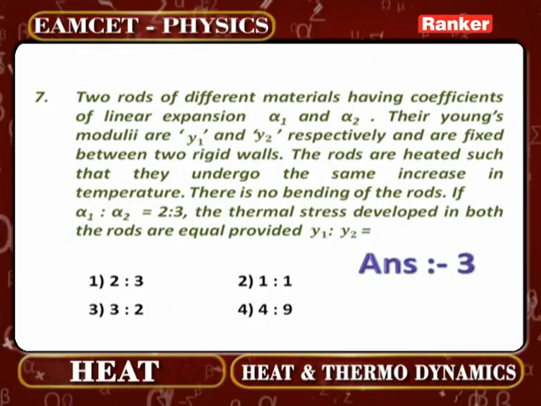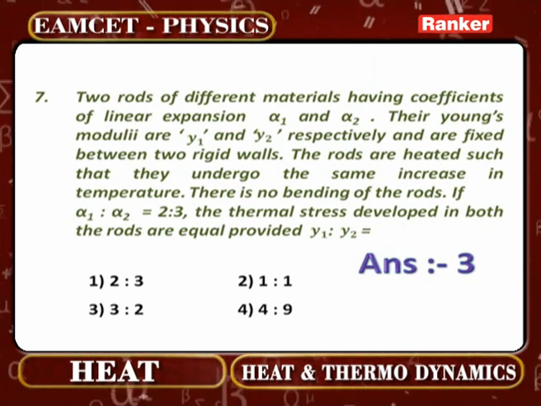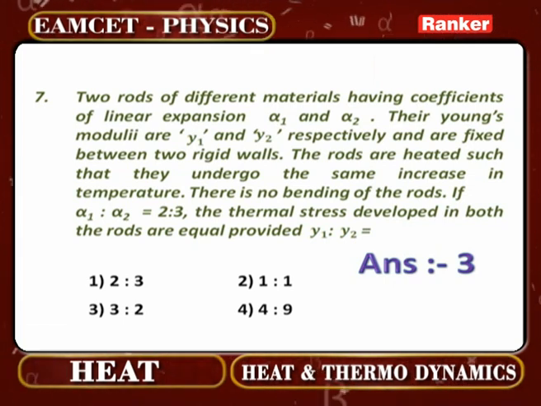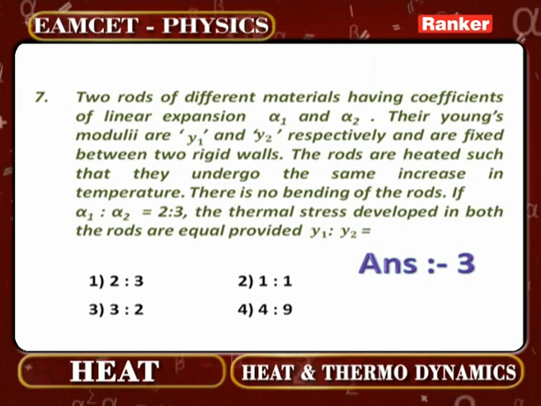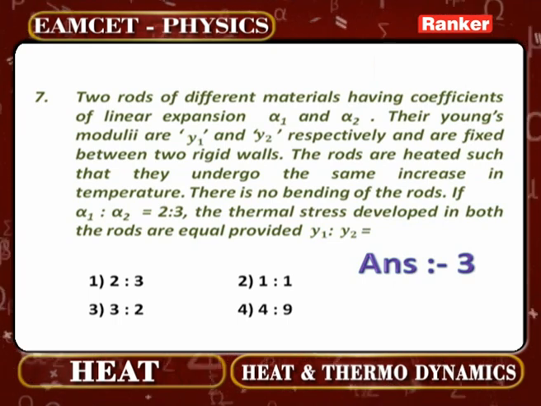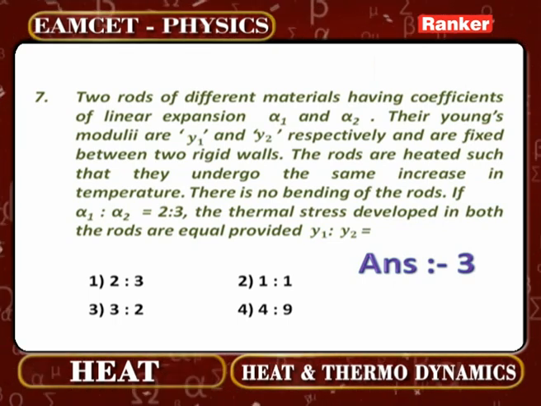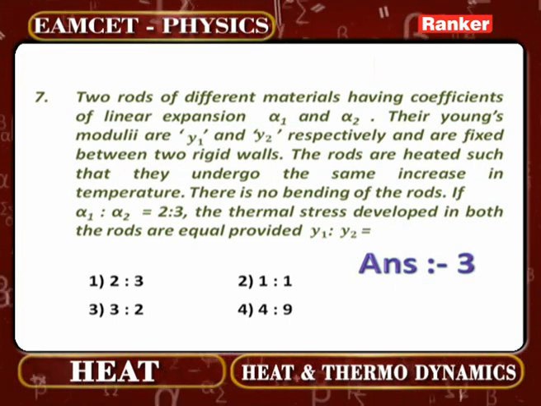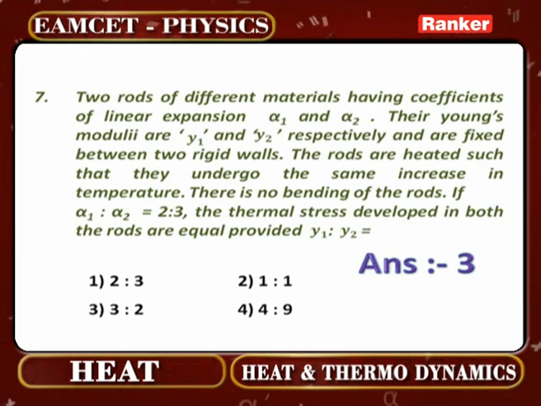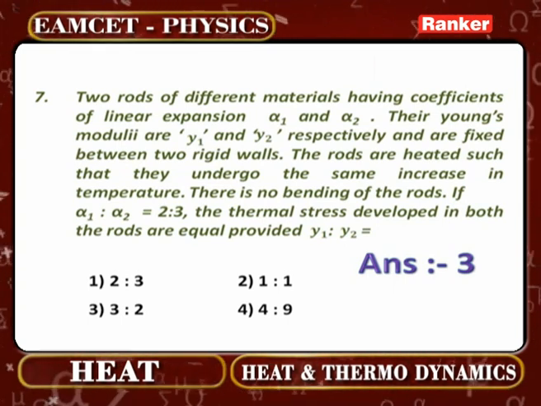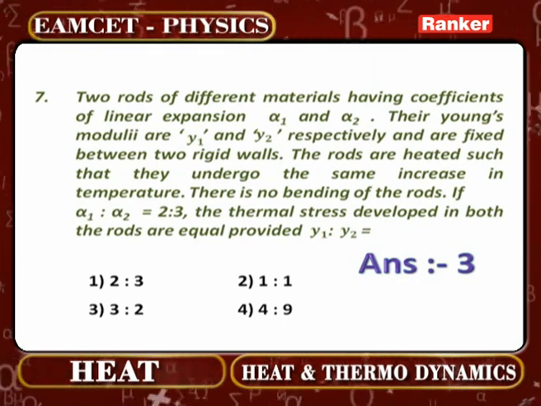Two rods of different materials having coefficients of linear expansion alpha 1 and alpha 2, their Young's moduli being y1 and y2 respectively, are fixed between two rigid walls. The rods are heated such that they undergo the same increase in temperature. That means delta T is constant in both the cases. There is no bending of the rods, which means it has been compensated by applying some external stress. If alpha 1 is to alpha 2 is 2 is to 3, the thermal stress developed in both the rods are equal provided y1 is to y2. No doubt the question looks very lengthy. But what is the concept here?